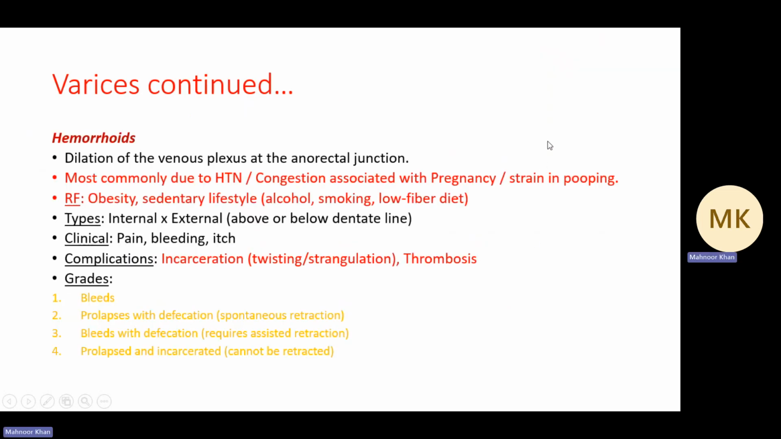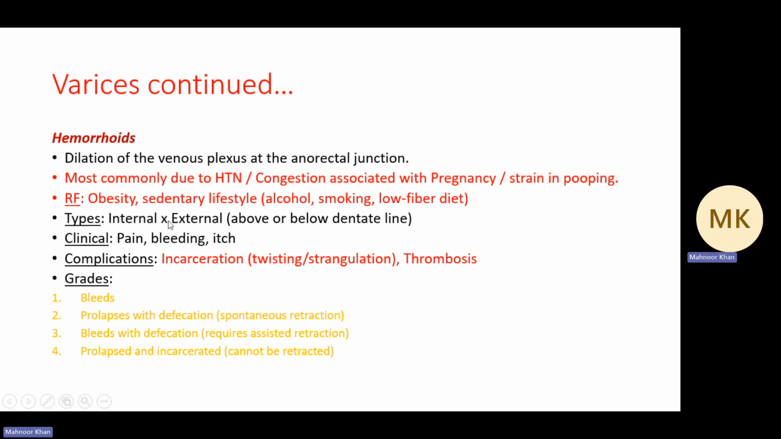Okay, the third type of varicose veins are hemorrhoids. What are hemorrhoids? They are basically dilatation of the venous plexus at the inner rectal junction. The most common etiologies for hemorrhoids are hypertension, congestion, also associated with pregnancy, and straining during defecation. Risk factors are obesity and lifestyle, alcohol, smoking, low fiber diet. Very important to mention all these factors.